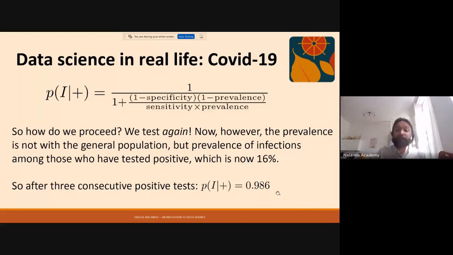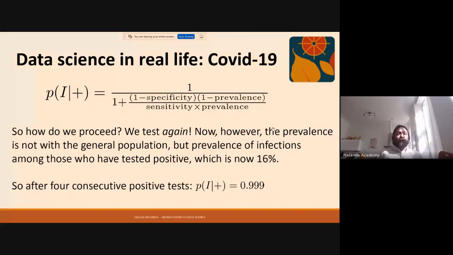And so we do a test. This is not good enough. We want to be more than 99% sure. So what we do is we now repeat the test again. The test, of course, has the same specificity as before, 0.95. The sensitivity is the same as before, 0.95. Now we put in 0.986. And indeed, after 4 consecutive tests, only 1 out of 1,000 people will not have COVID after 4 positive tests.